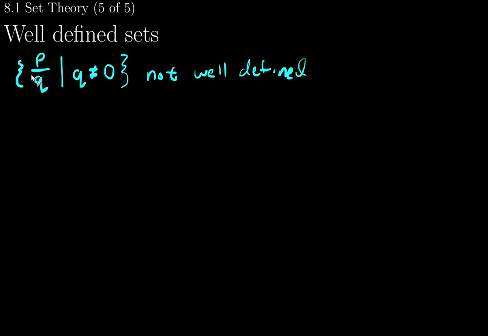However, if I'm explicit with where these are coming from, like our full example of rational numbers, P over Q, such that P and Q are elements of the integers and Q does not equal 0, then we have a well-defined set. We know exactly what is in and what is not in the set.